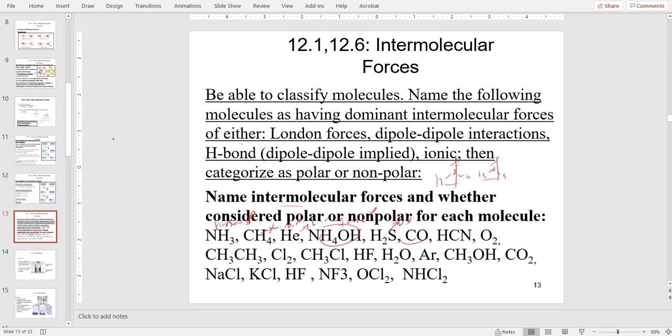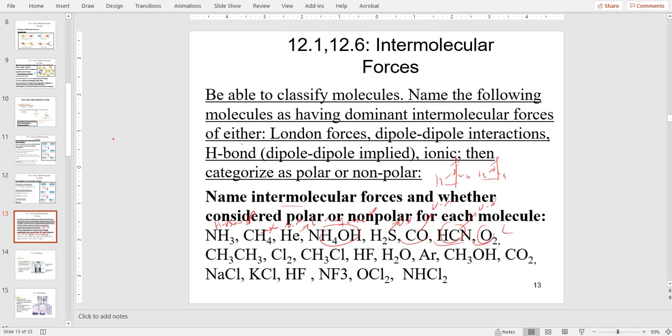Carbon monoxide, that's going to be polar. You had to memorize that molecule along with hydrogen cyanide and oxygen, and that's from the ionic molecular compounds part 2. And so carbon monoxide, that's going to be dipole-dipole. Hydrogen cyanide is going to be dipole-dipole. Careful, even though it has a hydrogen present, it's not directly on the nitrogen. So the most it can be is dipole-dipole. Oxygen is going to be London force.